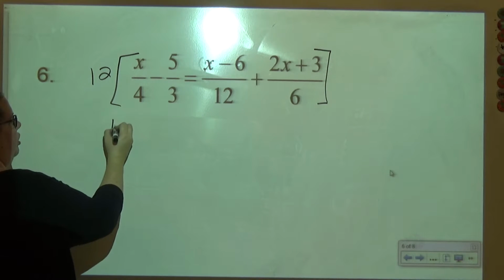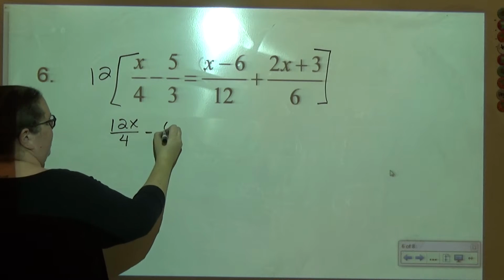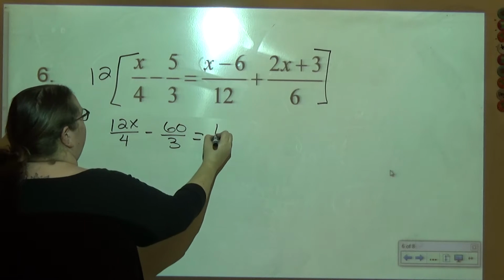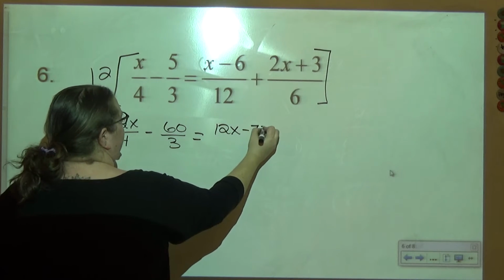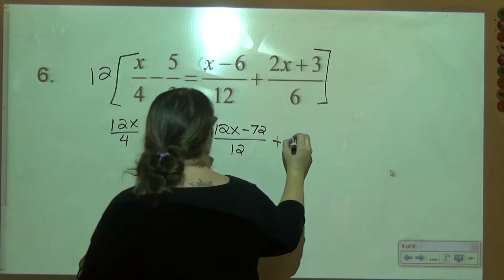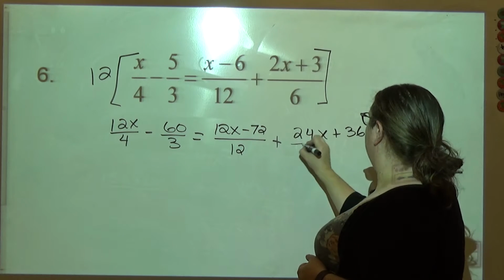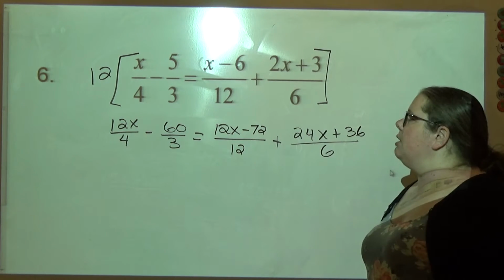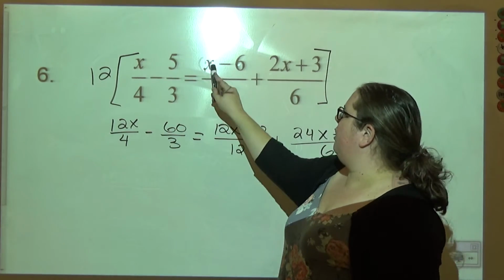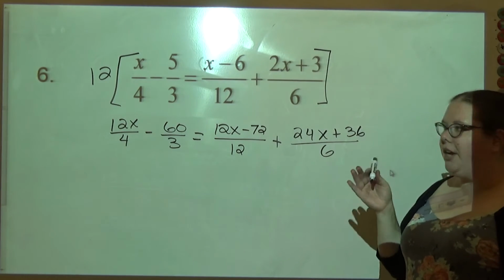So 12x over 4 minus 60 over 3 equals (12x minus 72) all over 12 plus (24x plus 36) all over 6. I multiplied every term by 12. Now we're going to simplify every fraction.